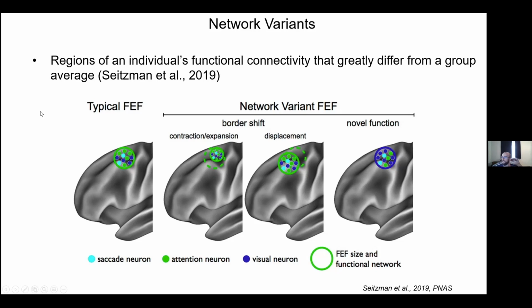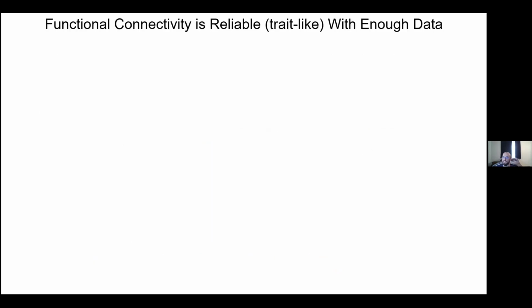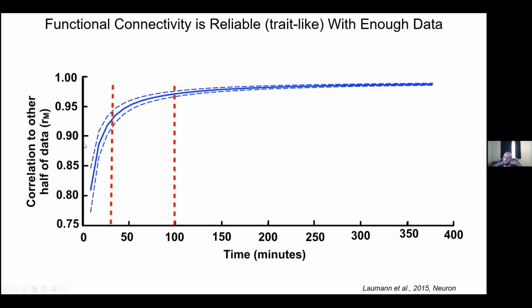And what we have tried to look at in our lab is how stable these individual differences are, such as network variants. Some early evidence from previous studies from Washington University in St. Louis has shown that functional connectivity is really reliable, or also trait-like, you could say, with enough data. This right here is essentially showing you a split half correlation, and this data comes from Russ Poldrack's My Connectome dataset.